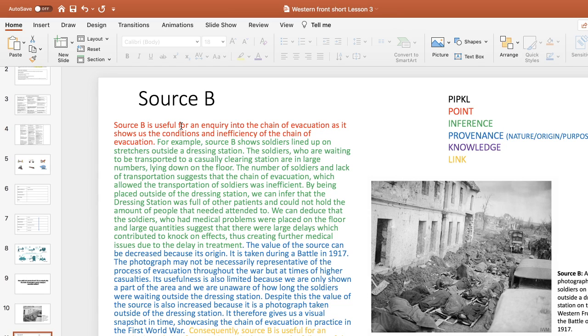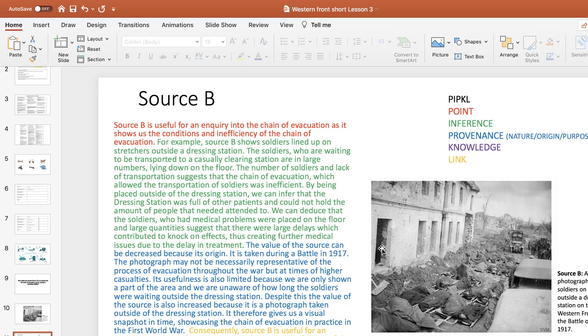So source B is useful for an inquiry into the chain of evacuation as it shows us the conditions and inefficiency of the chain of evacuation. That's my point. I then go on to make some inferences. For example, source B is a picture, so I'm going to have to pick out some detail, shows soldiers lined up on stretchers outside a dressing station. The soldiers who are waiting to be transported to a casualty clearing station, which I know from my own knowledge, are in large numbers lying down on the floor.